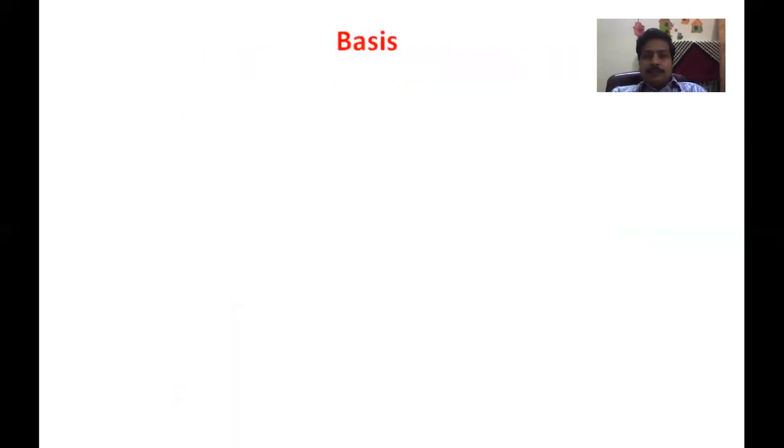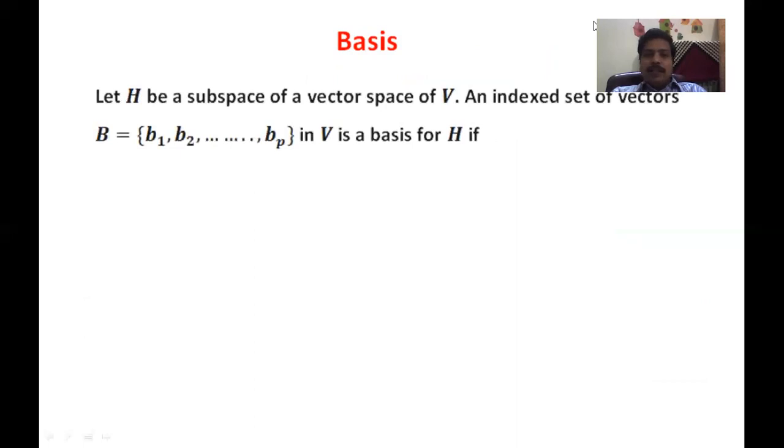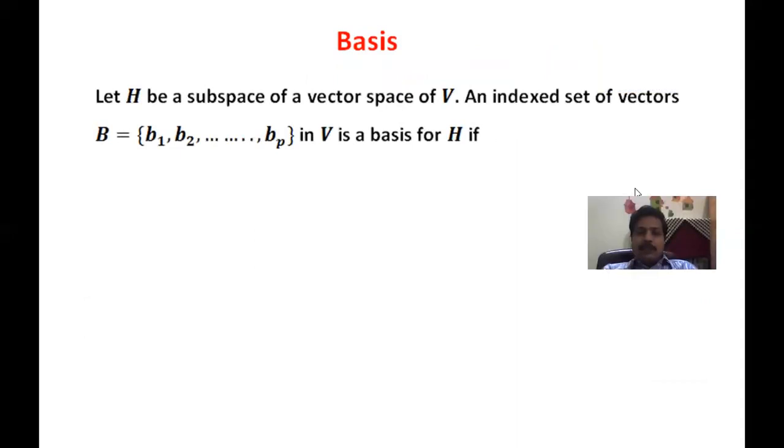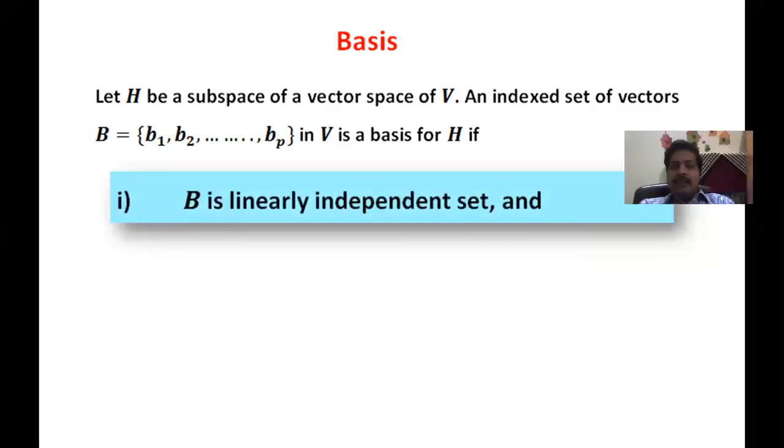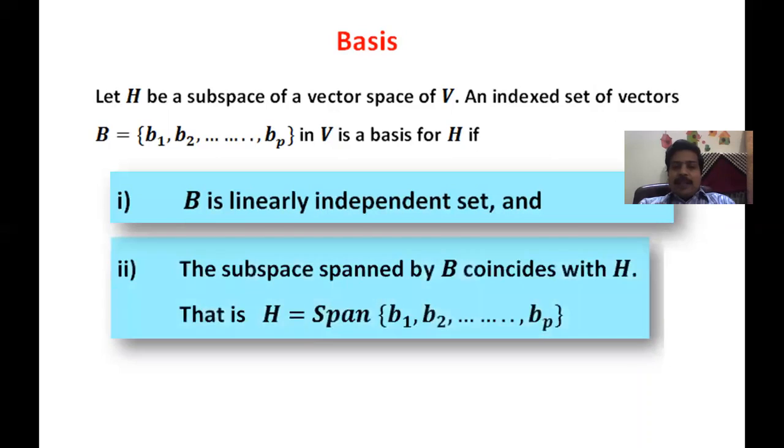And the definition of basis is this: let H be a subspace of a vector space V. Then an indexed set of vectors B equal to b1, b2 and so on bp in V is a basis for H if two conditions hold. First, B is a linearly independent set, and second, B spans H. That is, H is equal to the span of B, so the subspace spanned by B coincides with H. If these two conditions are satisfied, we can say that B is a basis for H.